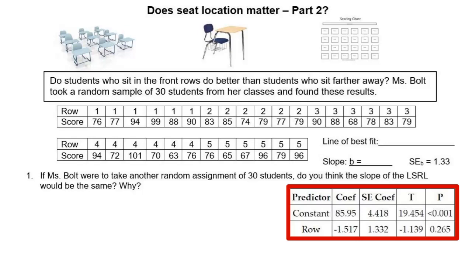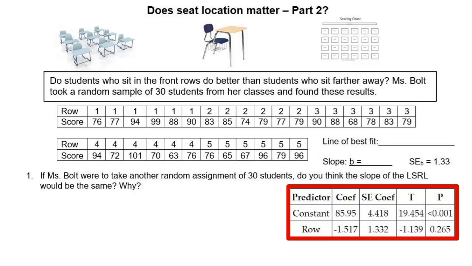And this program allows me to get a whole bunch of interesting information. So here's our equation, if you didn't have that written down already. There were 30 people, so n is 30. The standard error of B, SEB, is this, 1.332. So I took this whole box right here, and that's what I had up on the screen.